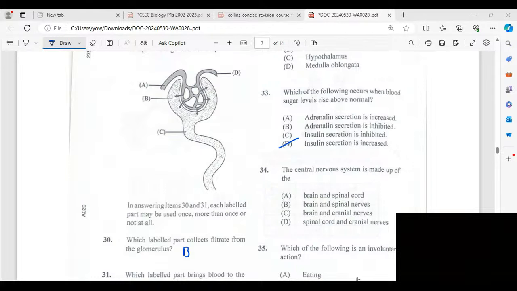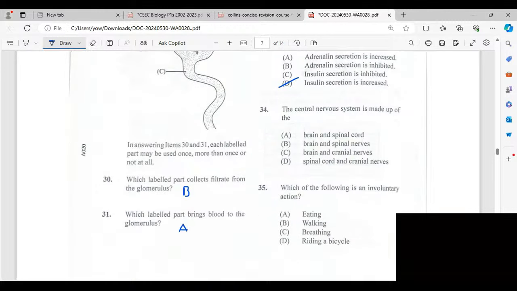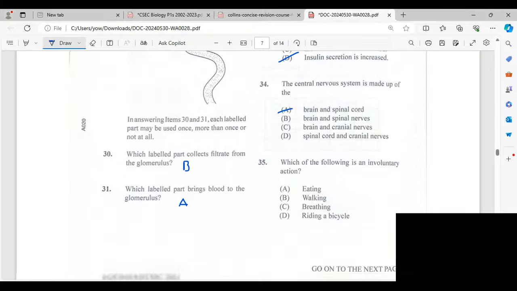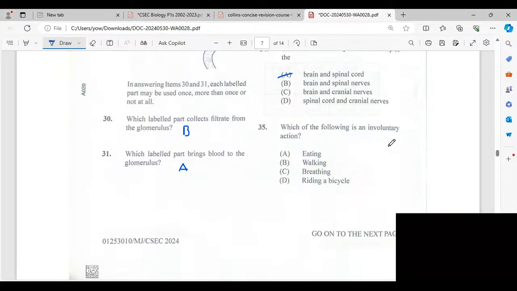All right, D. All right, let's move on to 34. The central nervous system is made up of the brain and the spinal cord. All right, very simple one there. Moving on to 35. Which of the following is an involuntary action? Involuntary, you have no control over it, is breathing.